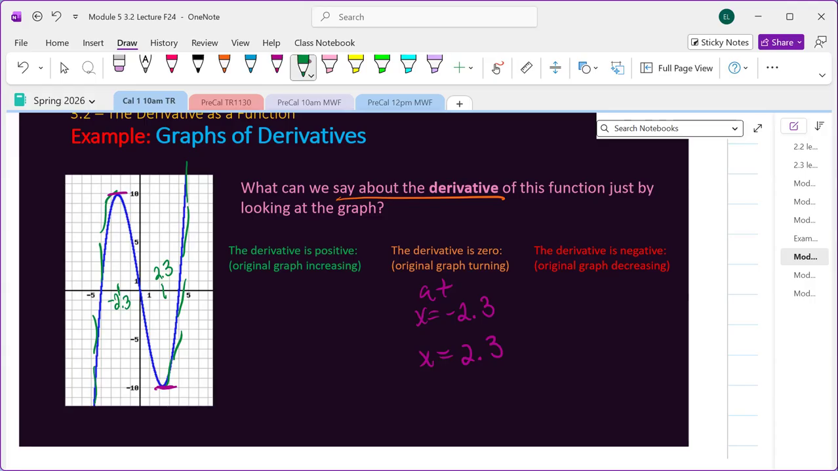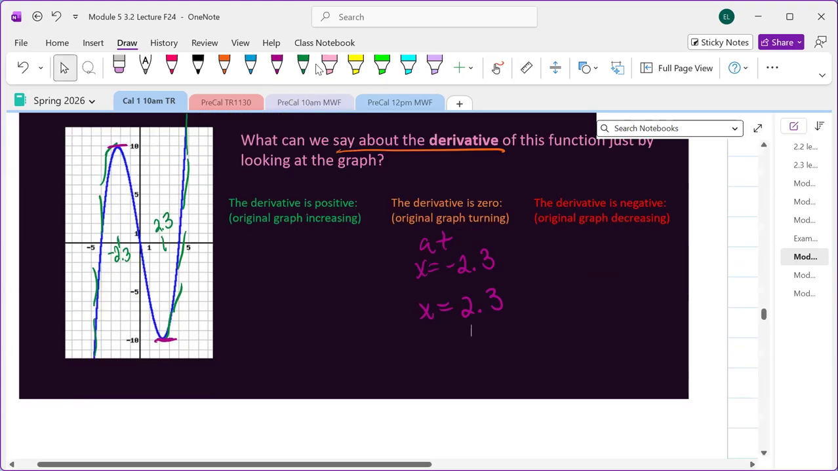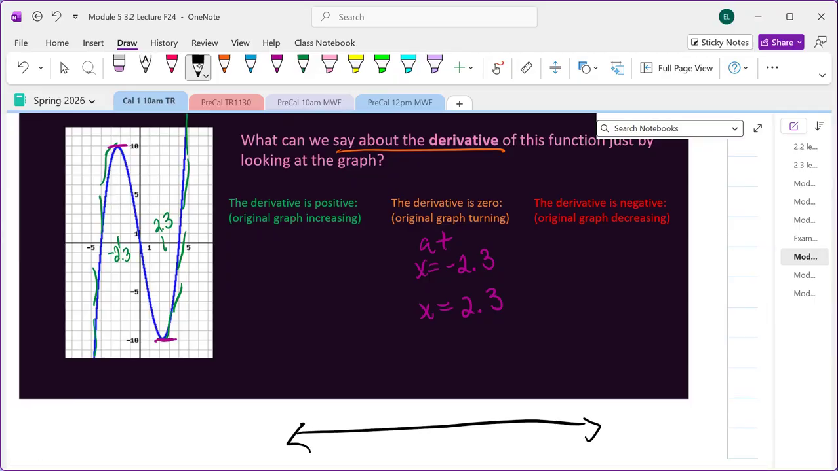Now, when we start talking about where is the derivative positive, just looking at the graph, I'd say it looks like everywhere before -2.3 and then everywhere after +2.3. Now, when I say words like that, all the numbers before or all the numbers after, that is an interval. So we are going to use interval notation to describe these events. It can be helpful to actually draw a number line to organize the information.